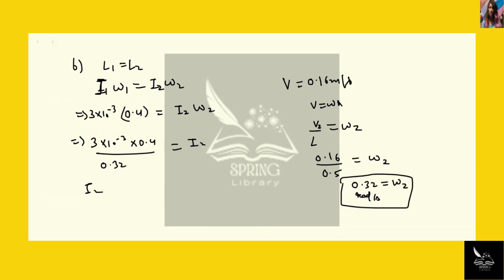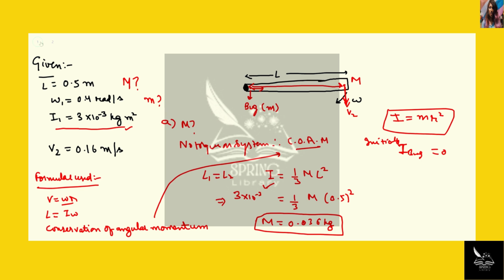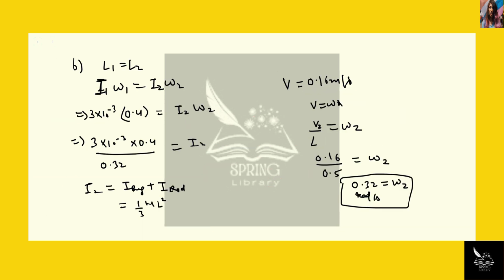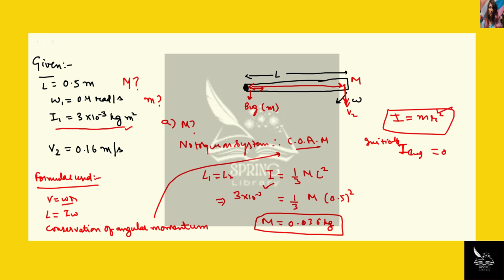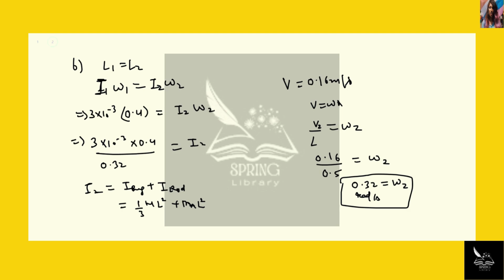The moment of inertia of the whole system after the bug reaches there is the bug plus I rod. I rod we already know, which is 1 over 3 ML squared, plus ML squared, using this formula here. So we place this quantity back into the equation and put in the values of capital M and capital L.